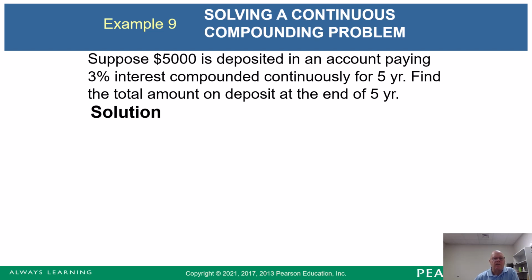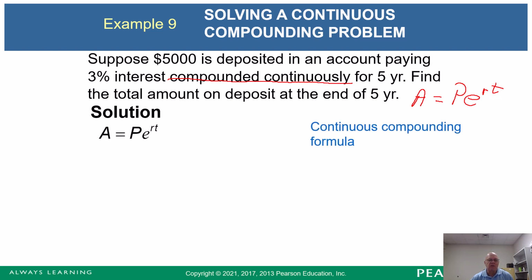Here's an example. First of all, notice that it says compounded continuously. So right away, you have a different formula. A, the amount or maturity value, equals the principal times E, that's Euler's constant, to the R times T power. R is the annual rate, T is the number of years. All we need to do is put those numbers in that formula. There's our formula for continuous compounding. And there are the numbers thrown in.